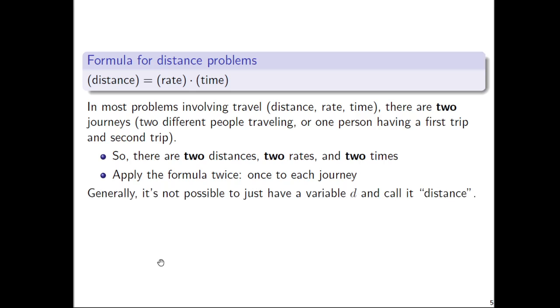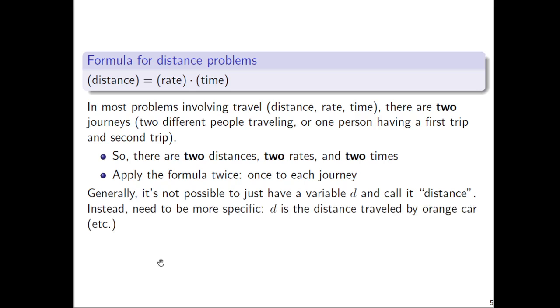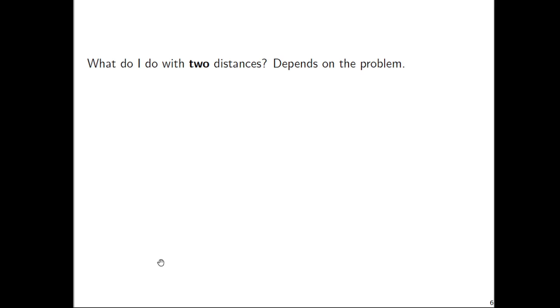Generally, it's not possible to just have a variable called d and just call it distance. You create a variable called d and say, oh, what's that? That's distance. That's usually not enough because there's two distances in most of these problems. So instead, you have to be more specific. You have to say things like d is the distance traveled by the orange car, for example.